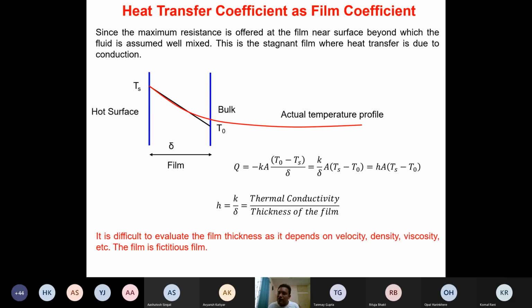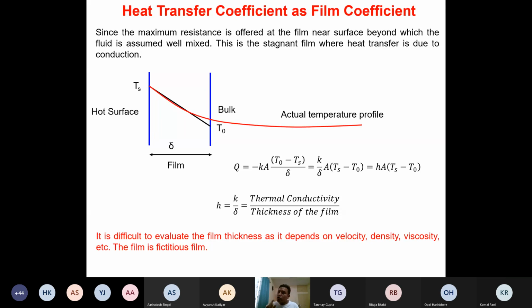So outside of this layer, when we move towards the bulk of the liquid, there is a higher amount of motion of the fluid particles, and because of that there will be a faster rate of heat conduction, isn't it?